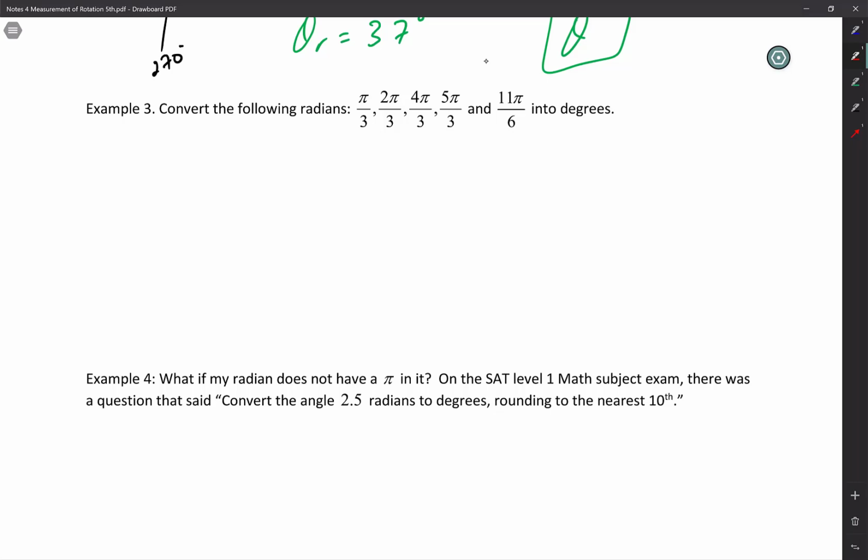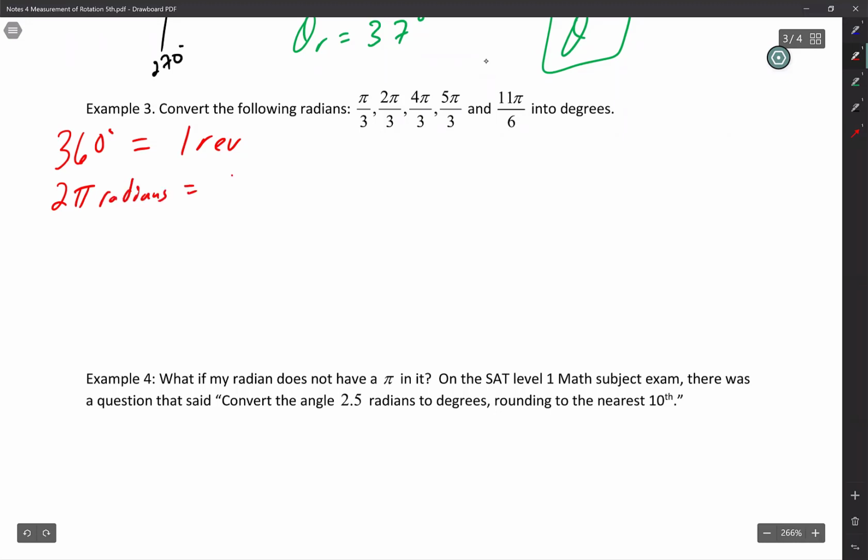It says convert the following radians into degrees. So here we go. What do we know? We know that 360 degrees is 1 revolution. And we know that 2 pi radians is also 1 revolution. I could use the 360 and 2 pi to make some type of scale, but there's an easier number than 360 and 2 pi. What's the easier number?